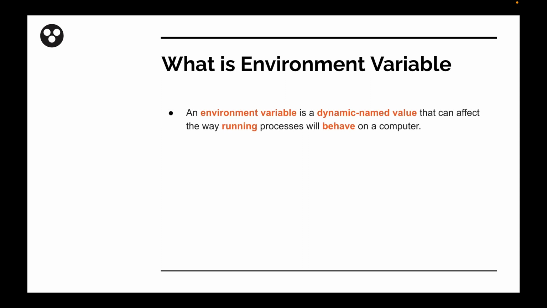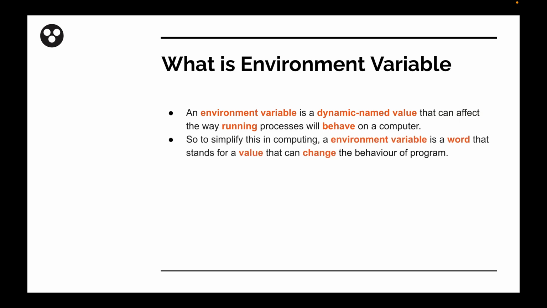An environment variable is a dynamic named value that can affect the way running processes will behave on a computer. If we dig deep into this sentence, it's a dynamic named value. You can say it's a named variable that is having a value and it can affect the way running processes will behave on a computer. So it means if we change the value of environment variable, it will change the behavior of a running process.